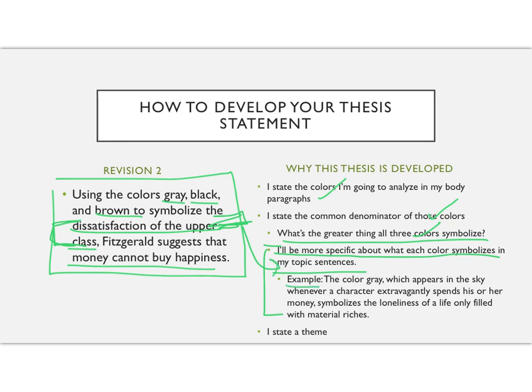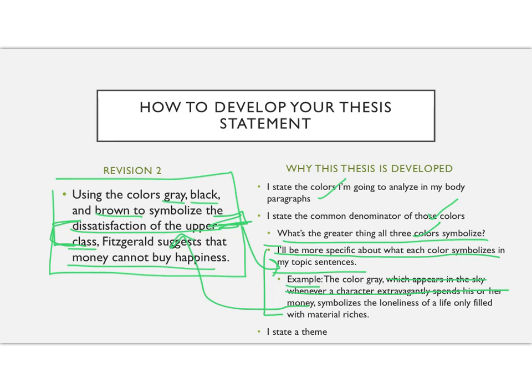So the example I have here is this. The color gray, which appears in the sky whenever a character extravagantly spends his or her money, symbolizes the loneliness of a life only filled with material riches. So I would actually argue you don't necessarily need this relative clause, the which appears in the sky whenever a character extravagantly spends his or her money. You can just say the color gray symbolizes the loneliness of a life only filled with material riches. Right? This is a supporting argument that supports this larger one, my thesis statement.